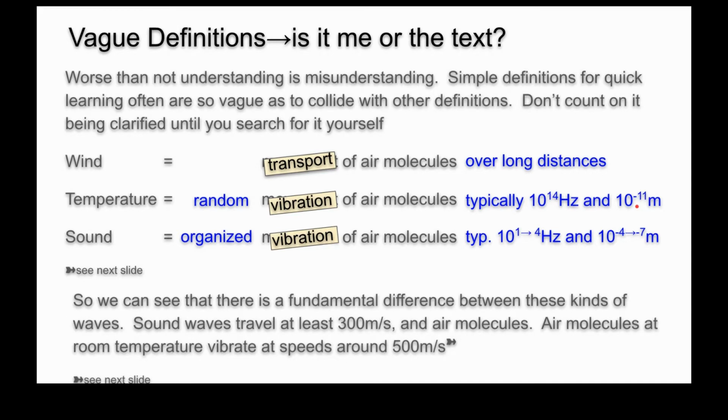So we can see now that there's a fundamental difference between these kinds of waves. Sound waves travel at least 300 meters a second, and air molecules at room temperature vibrate at speeds around 500 meters per second. And we'll see later why this does not turn into a wind.